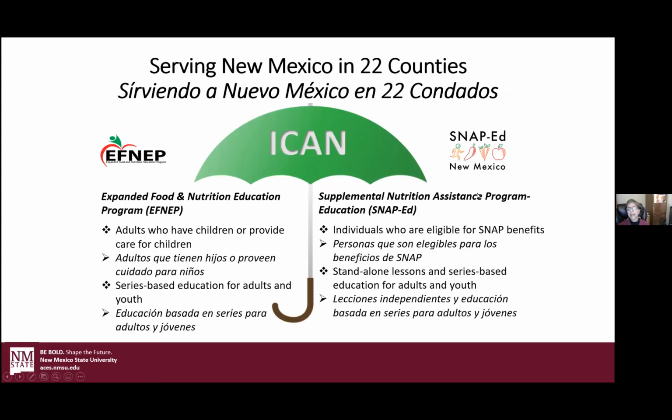All right, so we have the ICANN umbrella in New Mexico. And what that does is speak to the 2 grants that we work under, and that is the FDEP grant on one side of the umbrella, and we have the SNAP-Ed grant on the other side. We serve 22 counties in New Mexico, and our target population is adults. For FDEP, it's adults who have children or provide care for children. We also have series-based education for adults and youth.